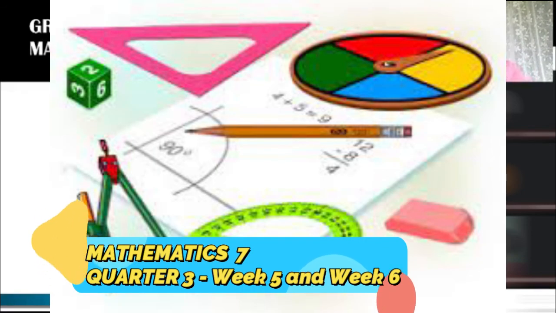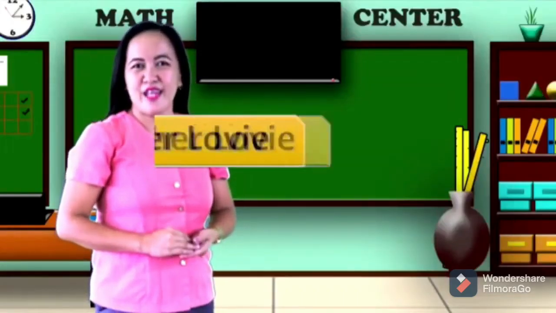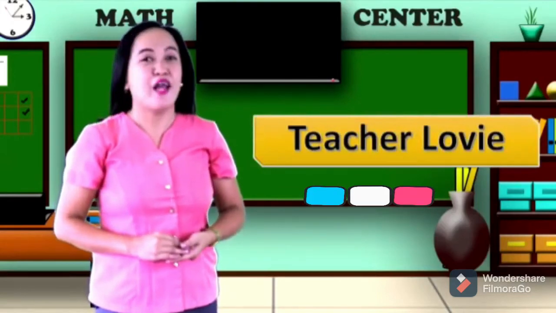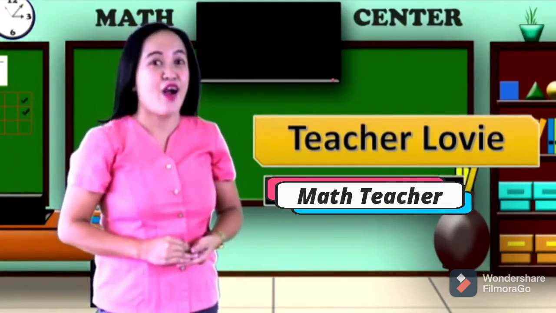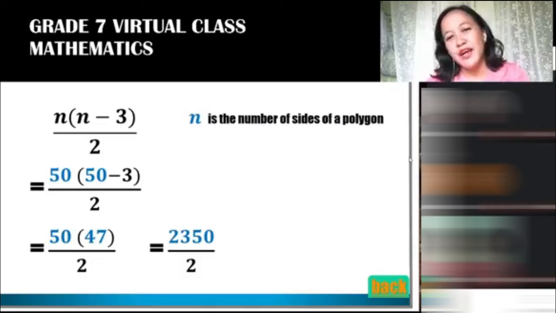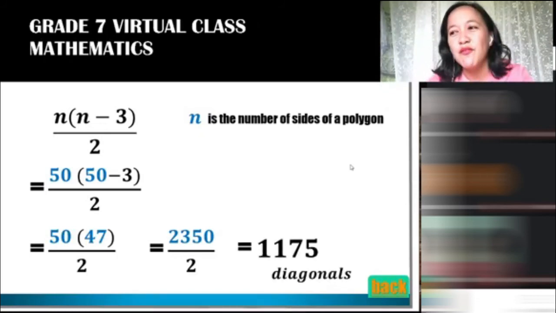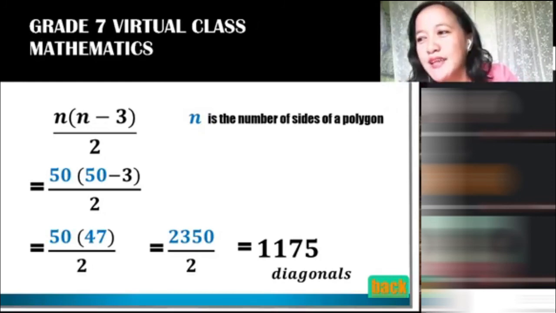Okay, check natin. So for the 50-gon, I substitute 50 to n. I have 50 minus 3, which is 47, multiplied by 50. That is 2,350, divided by 2. So we have 1,175.